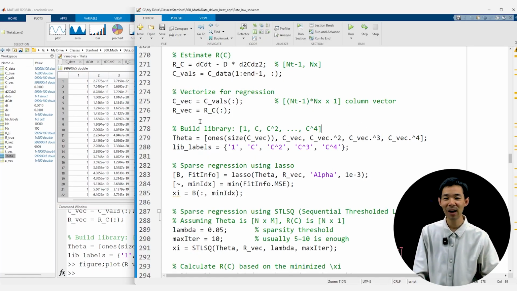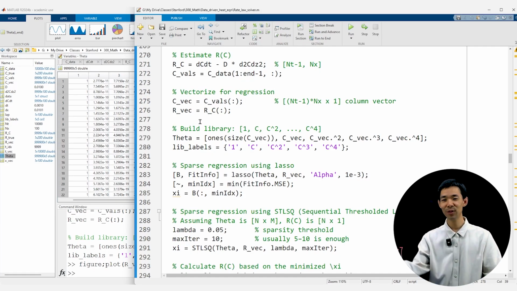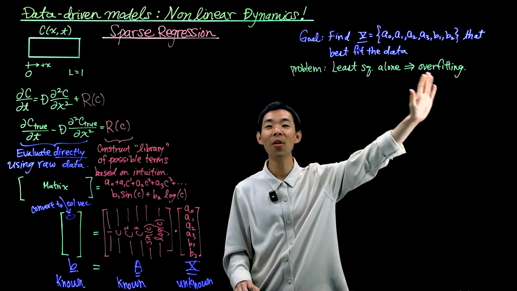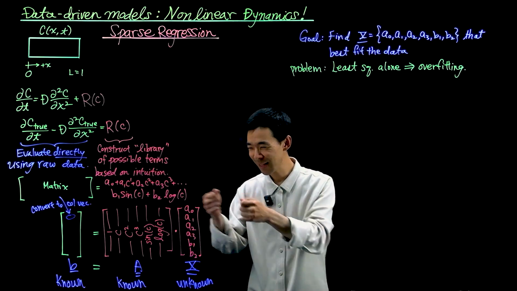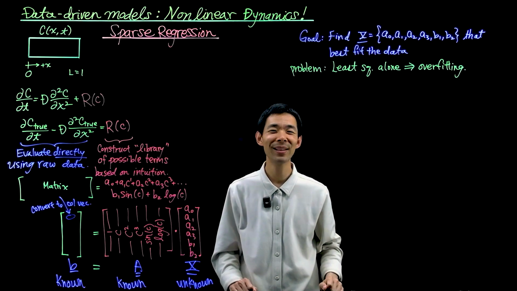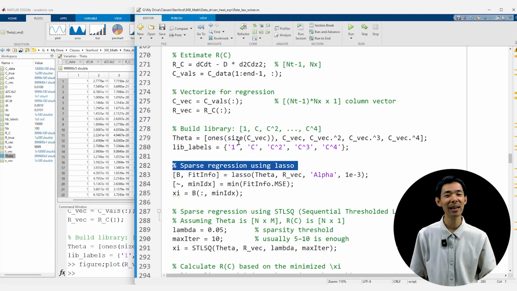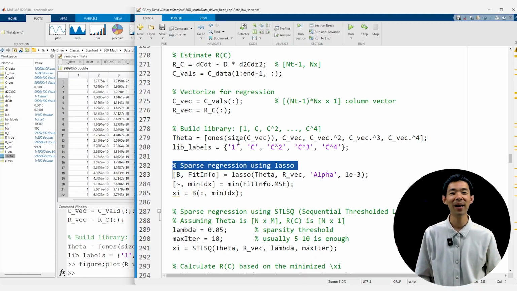Okay, so now what we have is everything structured in the right way, and all we need to do now is to find all the coefficients that pick out the right terms from this library matrix. The first thing we can consider is this technique called lasso. It's a sparse regression technique, and I wanted to explain first what this is back on the board.